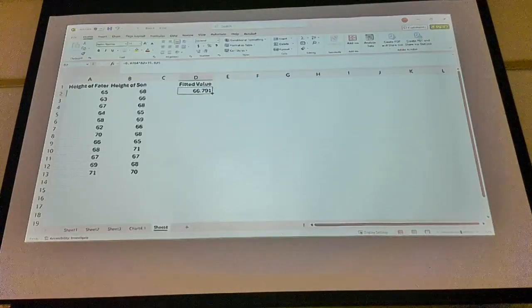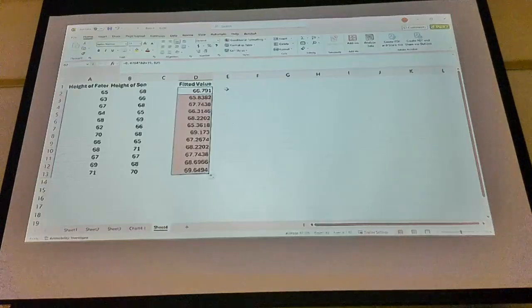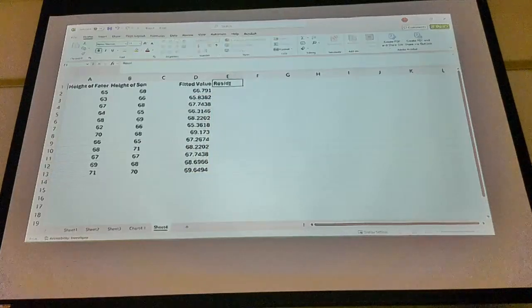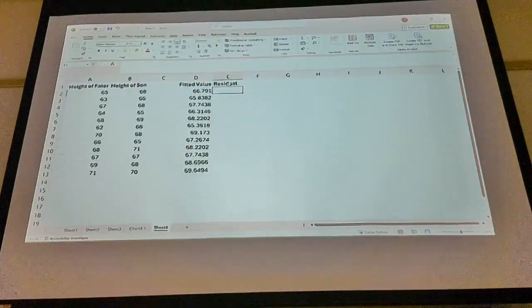Scroll that down. What was the residual? It's the definition of residual. So how do you find it?